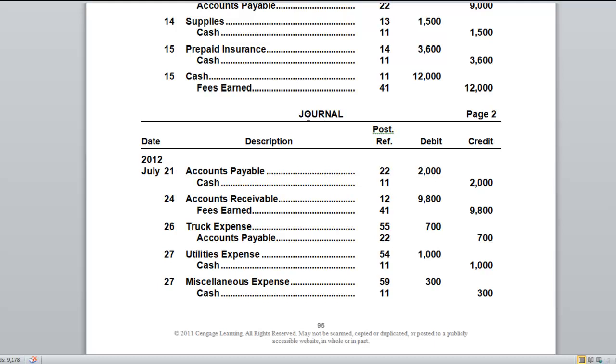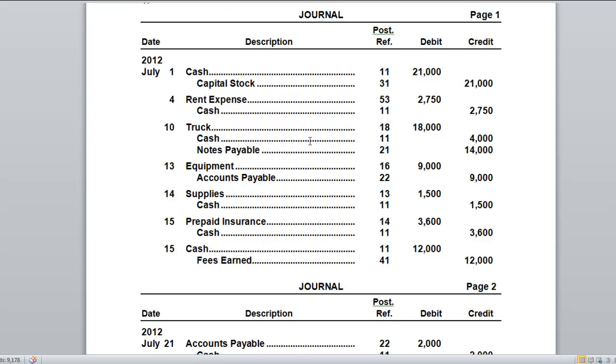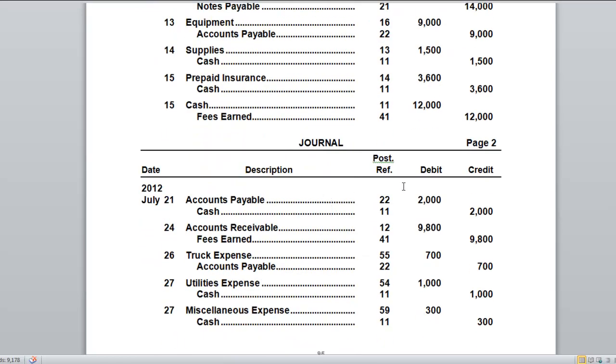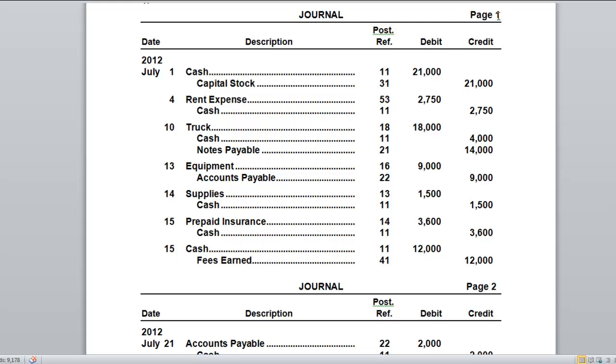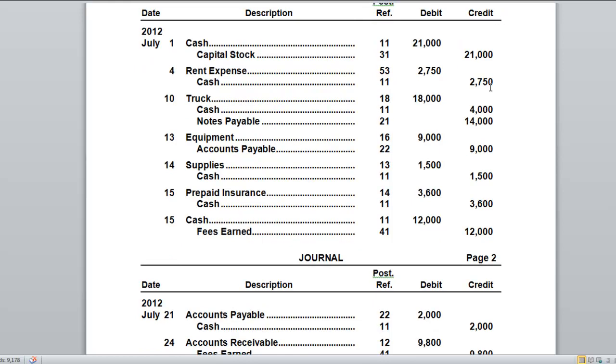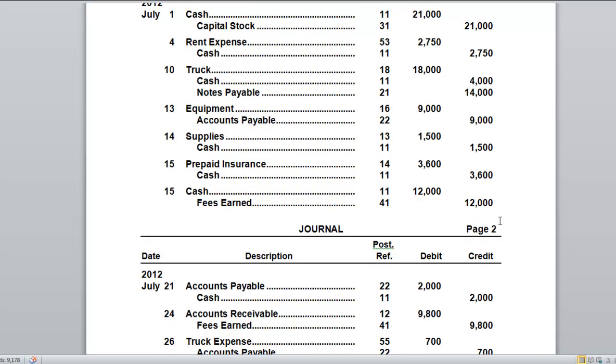And here we just have this split onto two pages because, in reality, you're going to get to the bottom of a page and run out of space, and you're going to have to go to the next page. So it's important that we know the page number, because when we post these to the ledger, we need to indicate what journal page it came from. Okay, so page 1 and page 2.